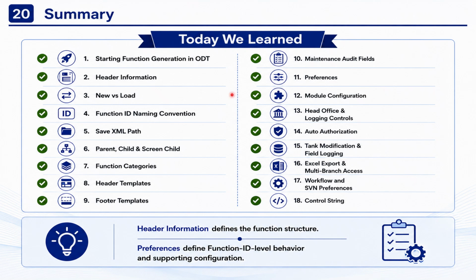Summary. Let us quickly summarize what we learned in this video. We started with function generation and explored the header information section. We covered new versus load, function ID naming, save XML path, function types, function categories, header templates, footer templates, and maintenance audit behavior. We then moved to preferences and covered module configuration, head office and logging settings, auto authorization, tank modification, field logging, Excel export, multi-branch access, workflow-related preferences, SVN configuration, and control string. The key takeaway is, header information defines the function structure. Preferences define function ID level behavior and supporting configuration.